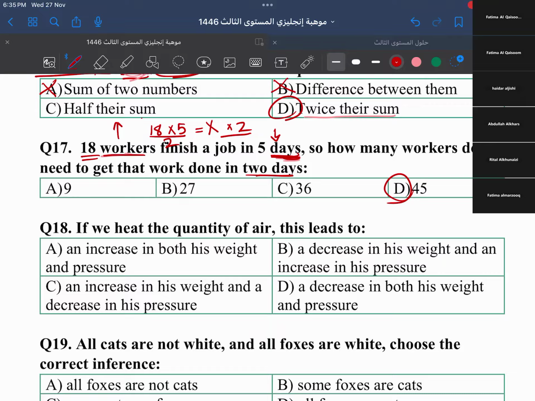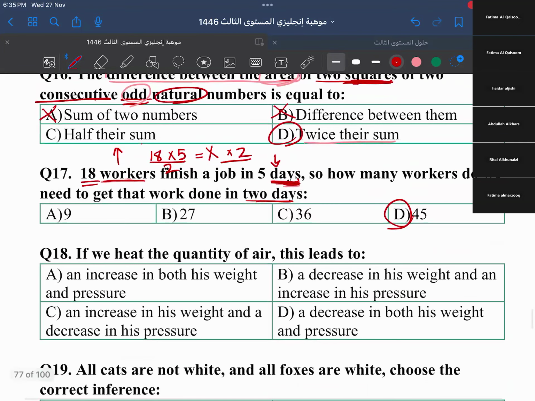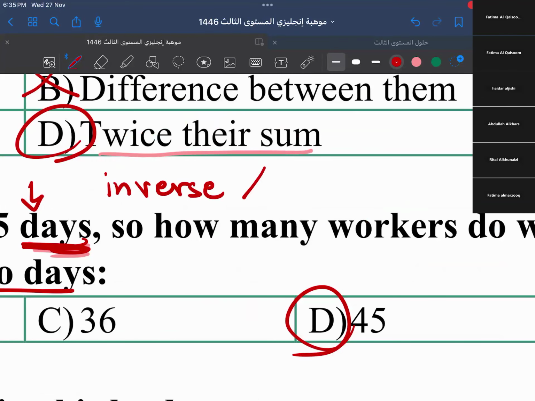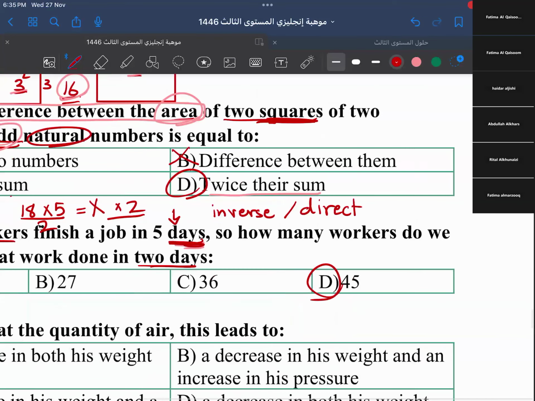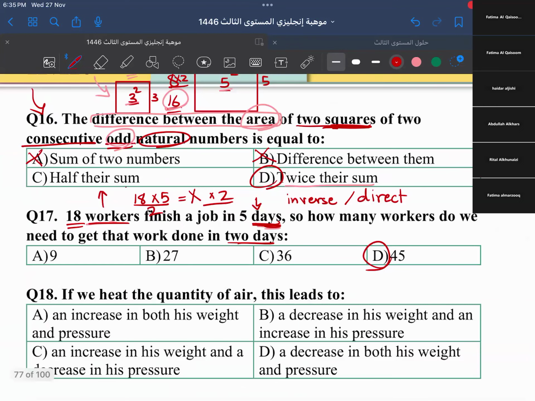So in these questions, you have to see, is the relationship direct or inverse? If it's direct, you're going to use division. If it's inverse, you're going to use multiplication and solve accordingly. Inverse, yeah, inverse it's called. And direct. You can look it up. The rule, the formula is there in Google.